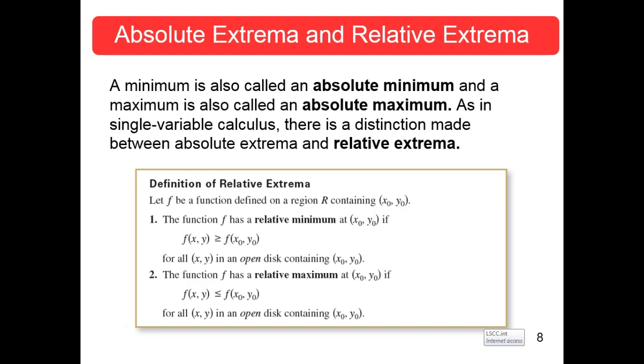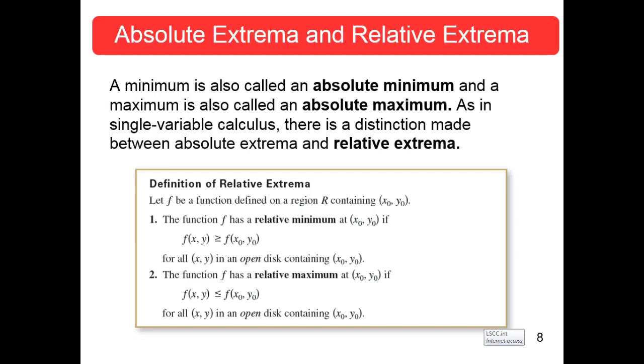In single variable calculus, there was a distinction made between absolute extrema and relative extrema. So here's our definition of relative extrema in two independent variable calculus. Let f be a function defined on a region R containing x0, y0. The function f has a relative minimum at x0, y0 if all the f of xy's anywhere close to that x0, y0 are all greater than or equal to the value of f at that point, then it's the minimum.